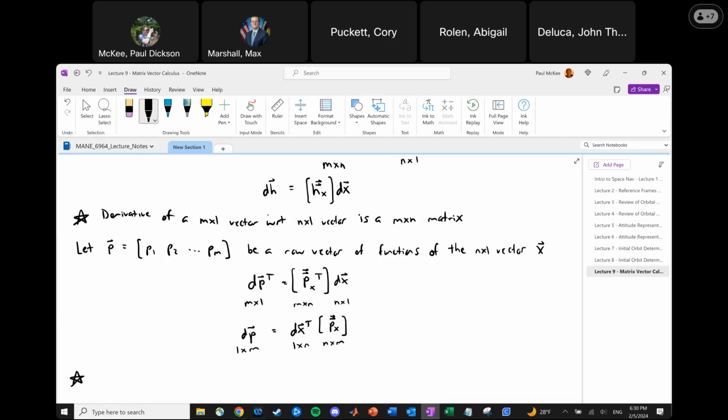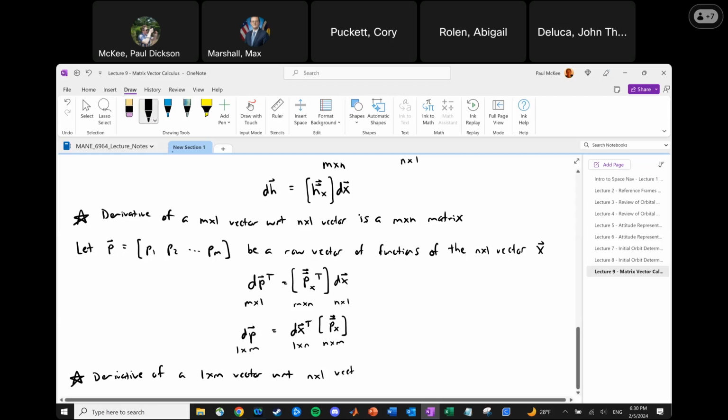So the punchline here is the derivative of a 1 by m row vector with respect to an n by 1 column vector, it's clear from the dimensions, is an n by m matrix. All right. So far, so good.